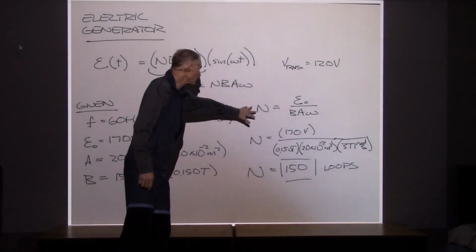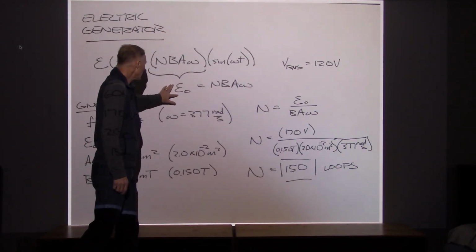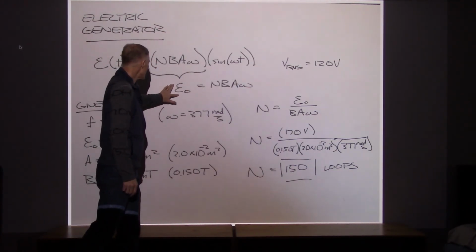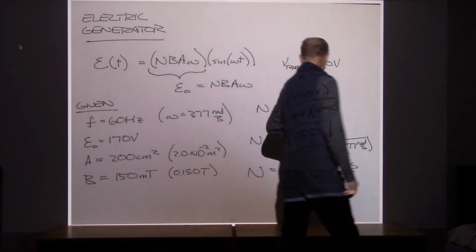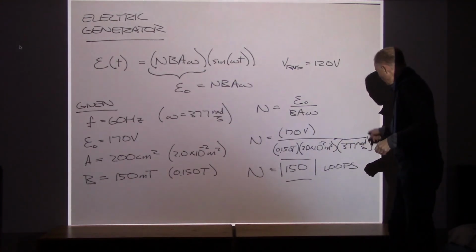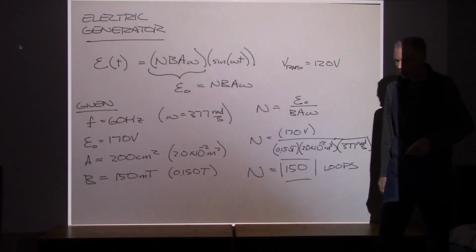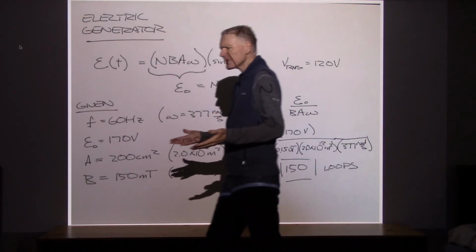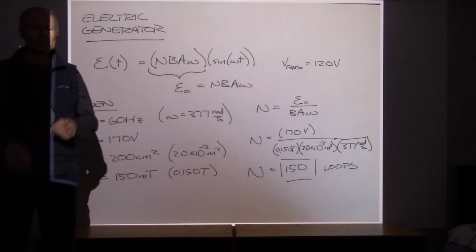And then I can just solve for n. So I'm taking this equation, solving for n, so I get the EMF divided by BA omega. Taking a look at all the units, checking all the units here, I'm ending up with 150 loops. So there you go. That's how many loops I'm going to need in that generator.